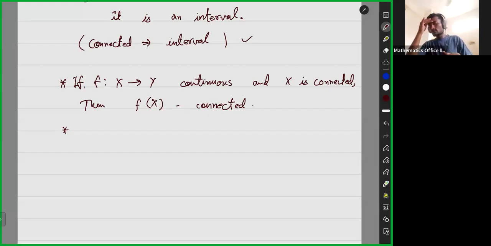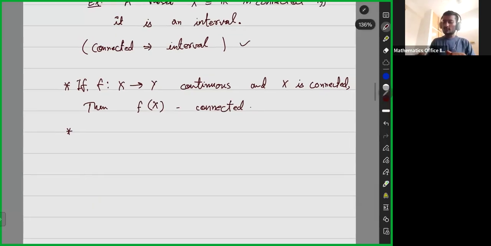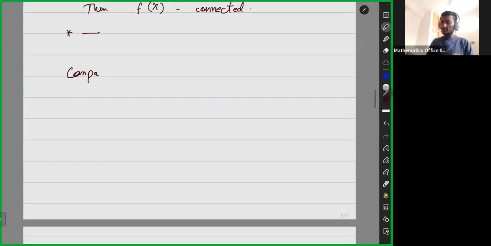Right. So there was one more thing about the complex plane. An open set is connected if and only if it is path connected, right? So I don't want to mention that. Leave it. Now coming to compactness, some of the results we will recall.